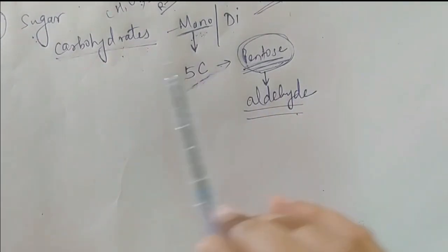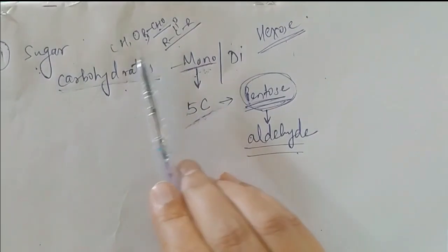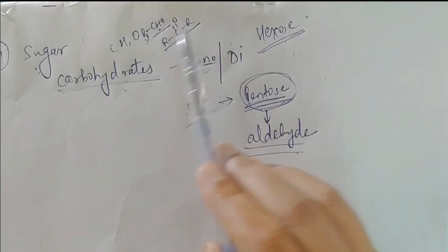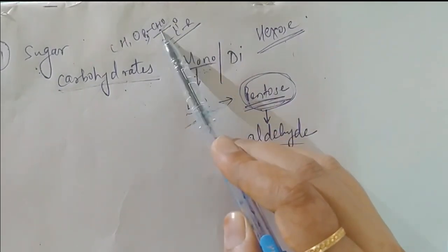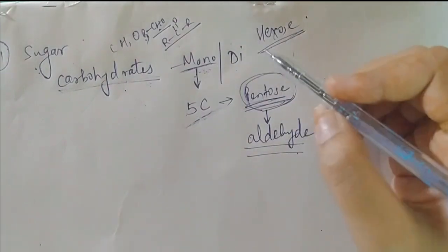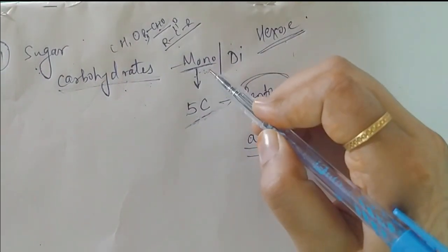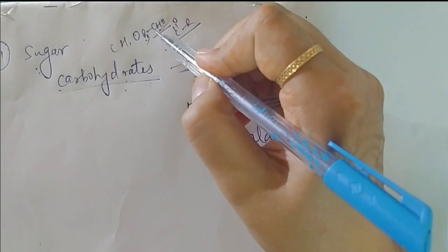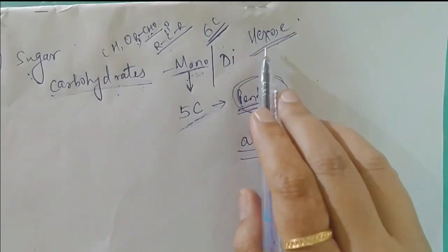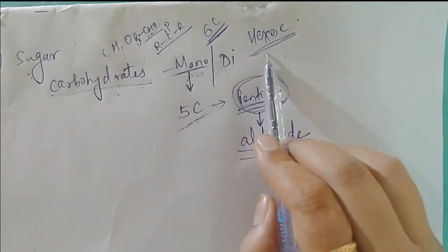As you all know, carbohydrates are made up of carbon, hydrogen, oxygen and two types of functional groups. That is, either they will have aldehyde as the functional group or ketone as the functional group. For example, glucose is a type of monosaccharide having aldehyde as the functional group, having 6 carbon atoms. So it is a hexose, that is, 6 carbon atoms.